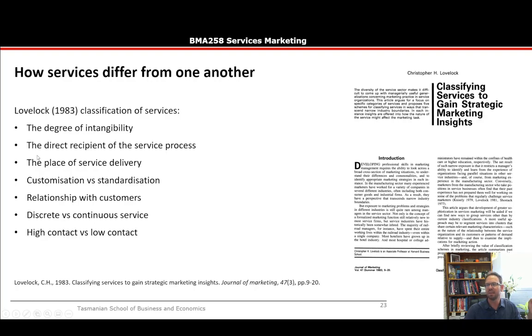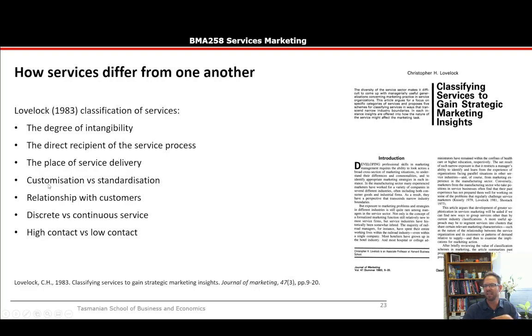The direct recipient of the service process, who's actually benefiting from the service, and that's often the customer, business to business or business to consumer. Consumer was the word I was trying to think of. Then the place of service delivery, so does the customer come to you or do you go to the customers?